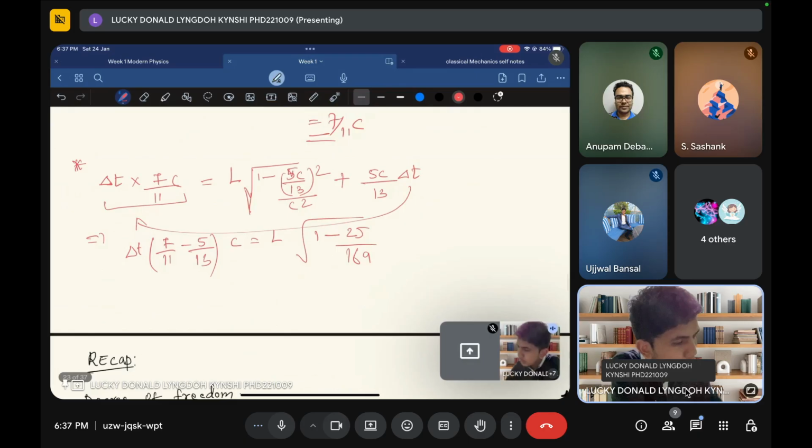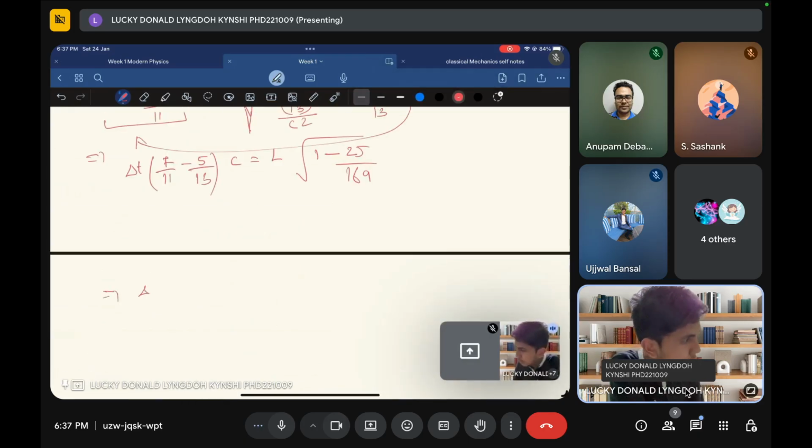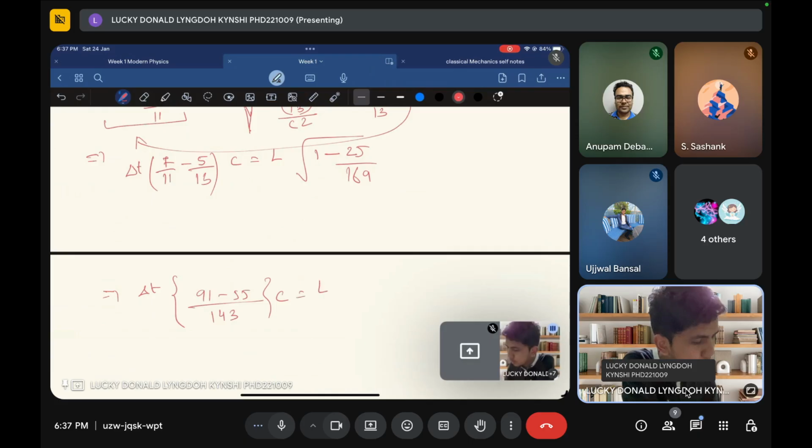Delta t will be equal to, if you take the LCM of it, you will get something like (91 minus 55) c by 143, equal to L times the square root of (169 minus 25) by 169. And finally, if you take this and simplify, you will get delta t equal to 11 by L by c.